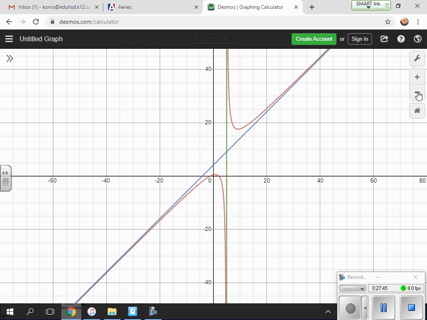You can get some really weird looking stuff. Kind of depends upon the size of the numerators and the size of the denominator. Okay? But this is what we're dealing with usually.